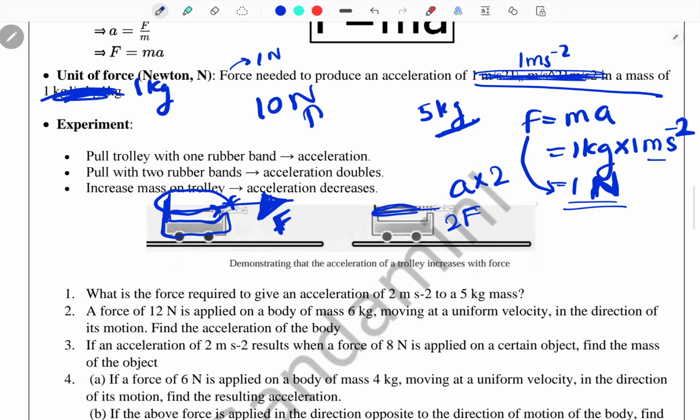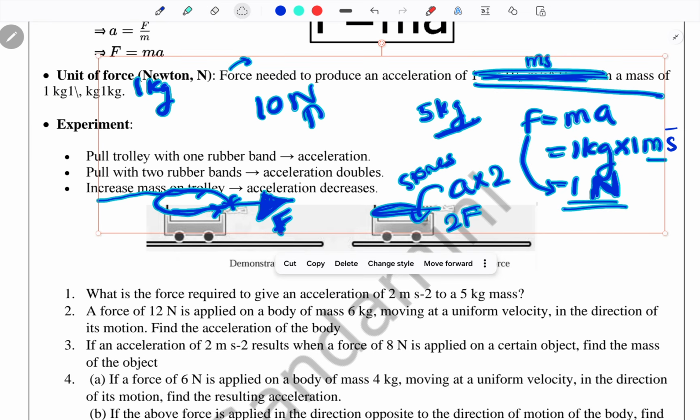And if you increase the mass of the trolley, you are putting some stones. What happened to the mass? You are increasing the mass, right? You are increasing the mass of the trolley. What happened then?